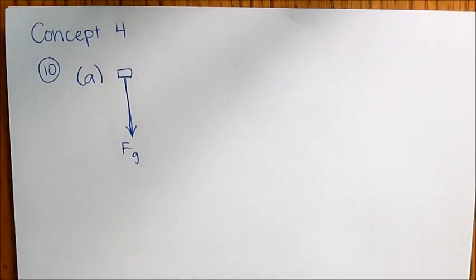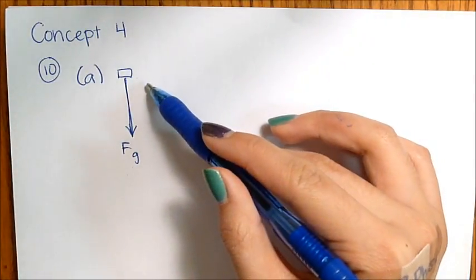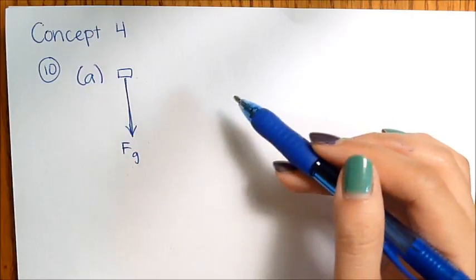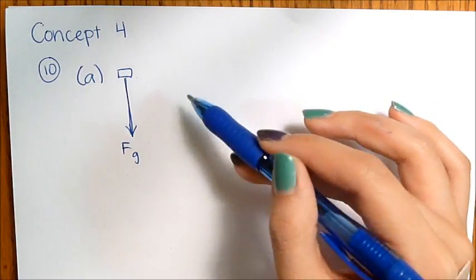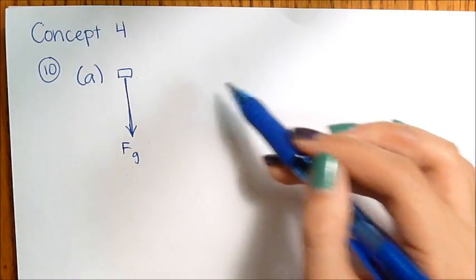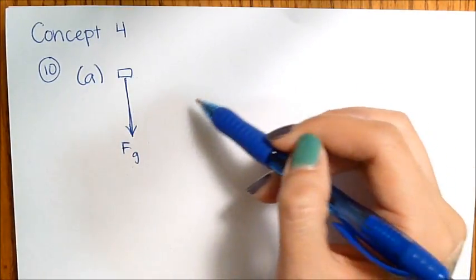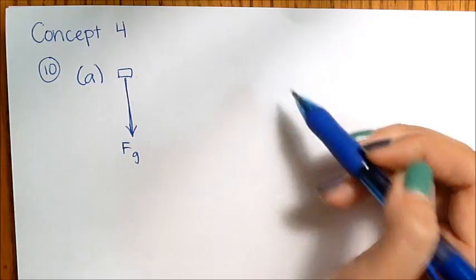This is concept 4, number 10, part A. This is the cart of the roller coaster, and you have force gravity going down. You don't want to add any force normal or any additional forces going down because you want the minimum speed of the car. If you added any more force, it would increase the centripetal force, which would increase the velocity.